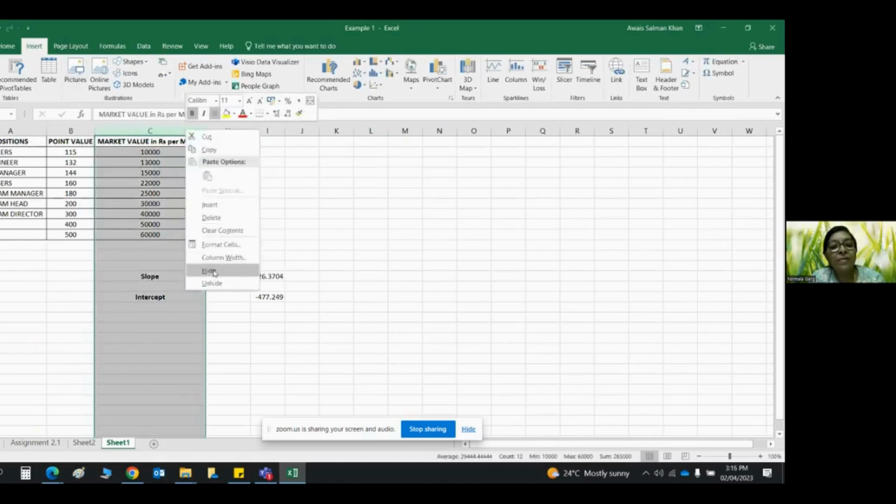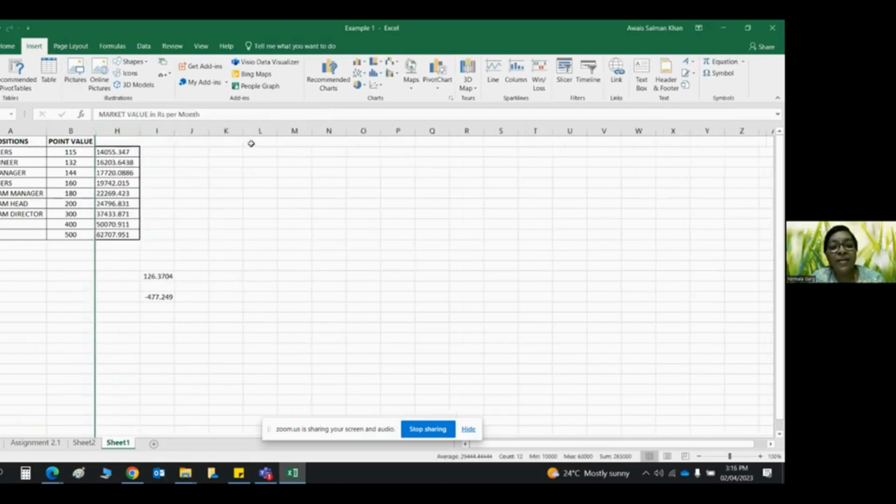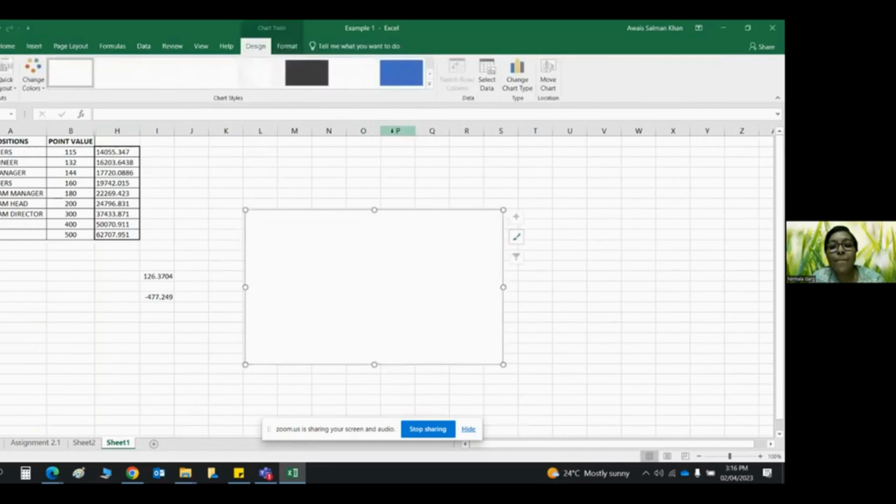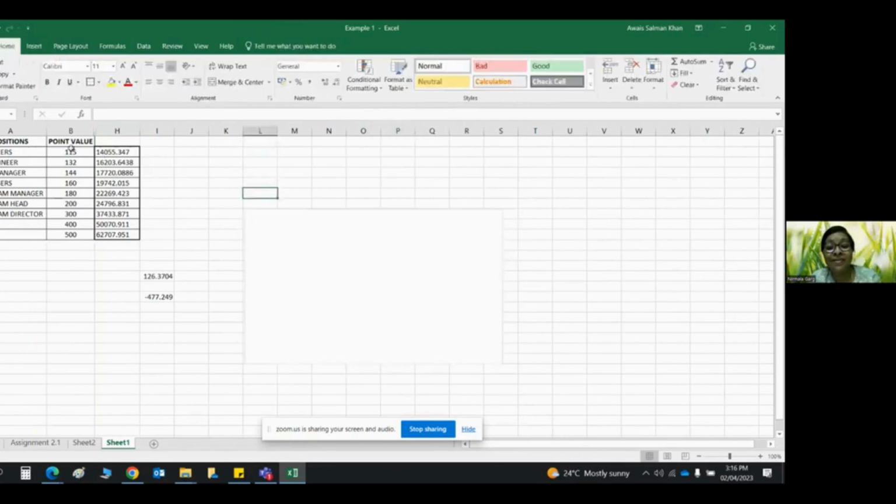Do the pay line data and point value. You will get one straight line. You have to select both the data.